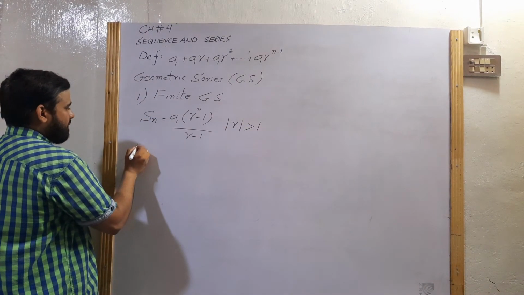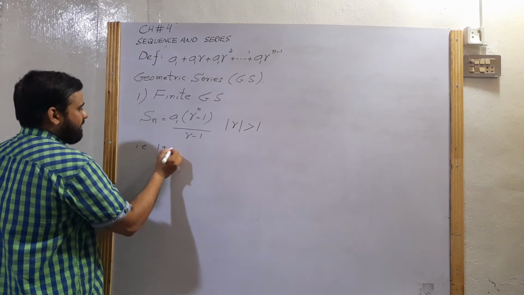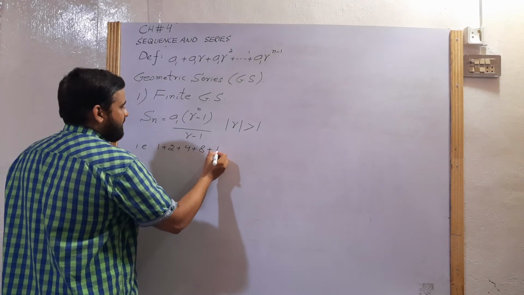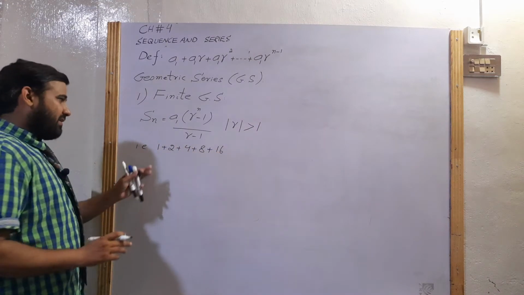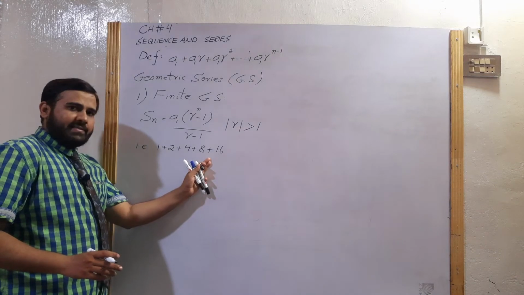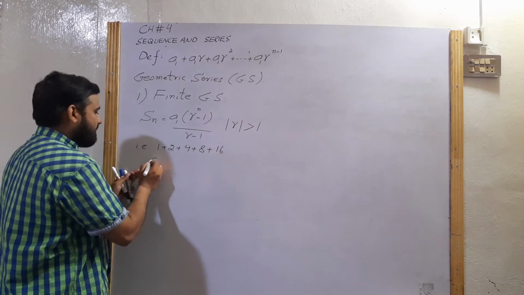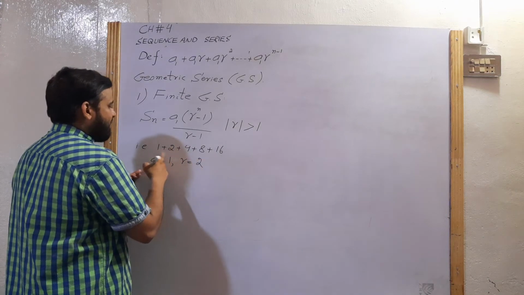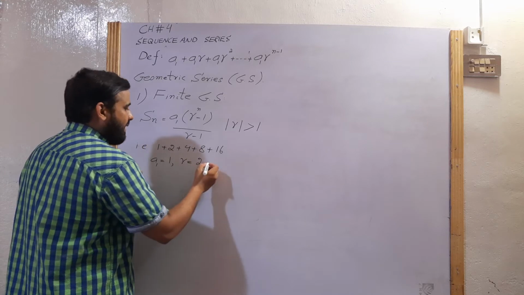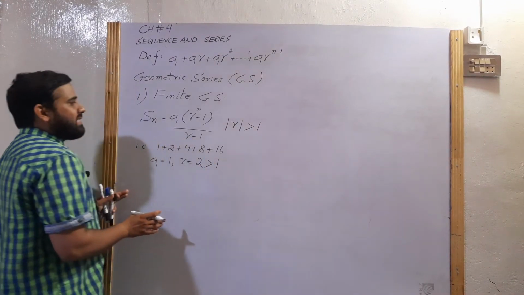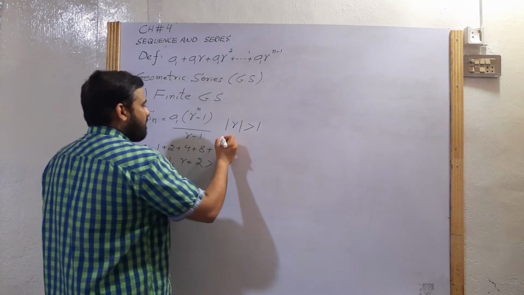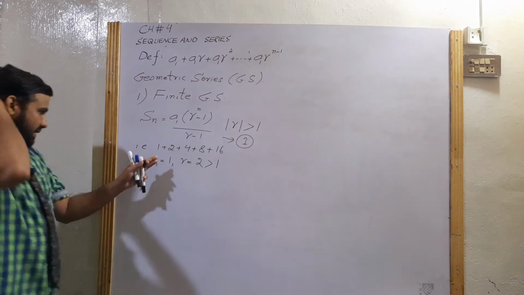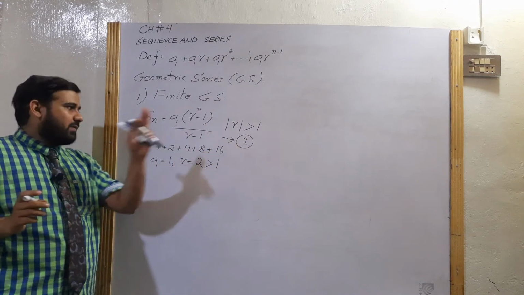For example, if the series looks like 1 plus 2 plus 4 plus 8 plus 16, it is a finite geometric series. In this case the first term is 1 and the common ratio is 2, because 2 divided by 1 is 2, 4 divided by 2 is 2, and 2 is greater than 1. We can easily find the summation of this type of finite geometric series by using formula number 1.